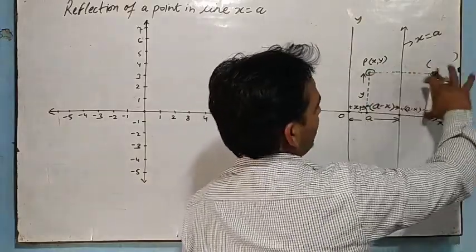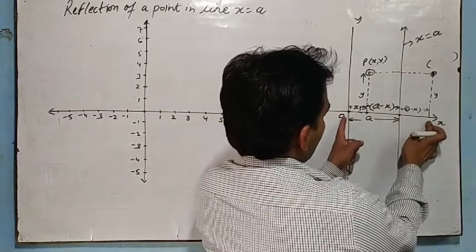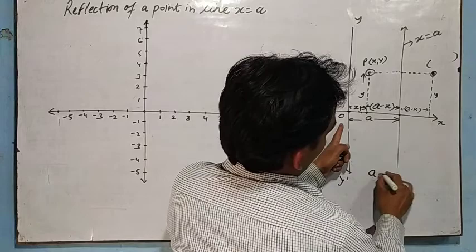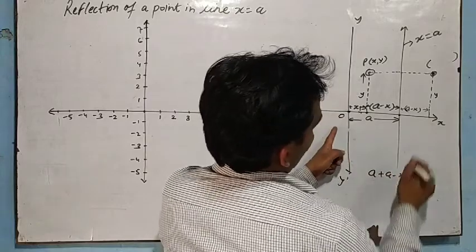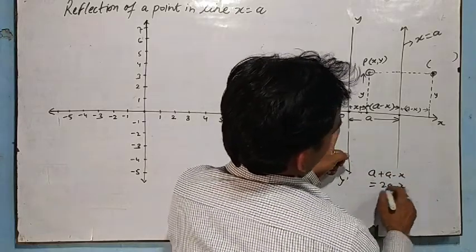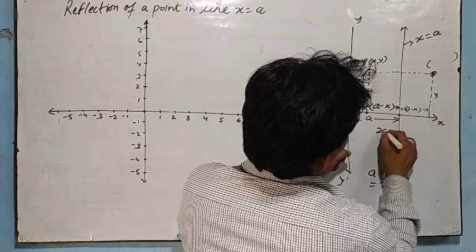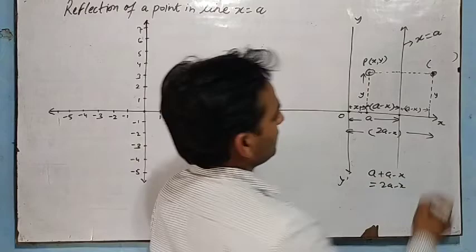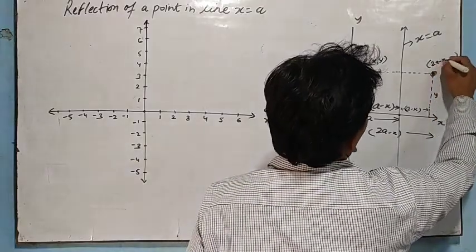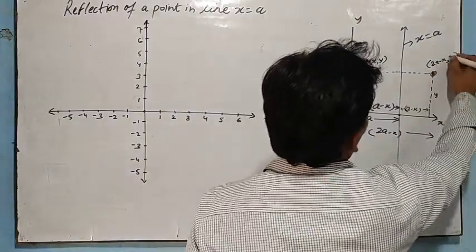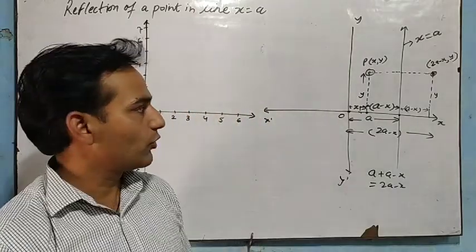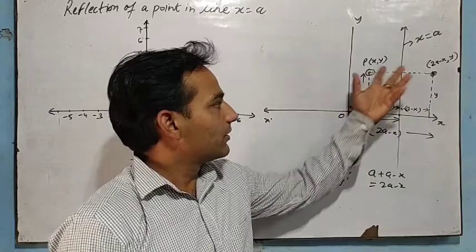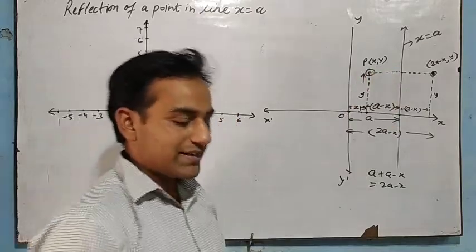So if this is a and this is a minus x, so this total will be, this is going to be y, they are same, and this distance has to be, listen carefully, a plus a minus x, so total will be 2a minus x. This distance will be 2a minus x. So the point will be 2a minus x comma y. I hope all of you are getting me. I have taken x, a, or only variable points. Let us take one example.